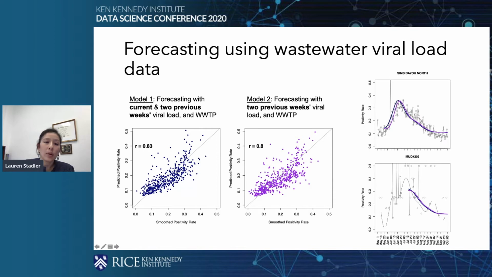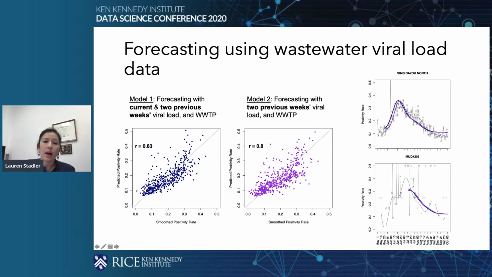I'm showing a comparison for both of these plots of the predicted positivity rate on the y-axis and the smooth positivity rate that we actually observed on the x-axis. And as you can see, there's a pretty strong indication that the wastewater can be used to predict positivity rate.